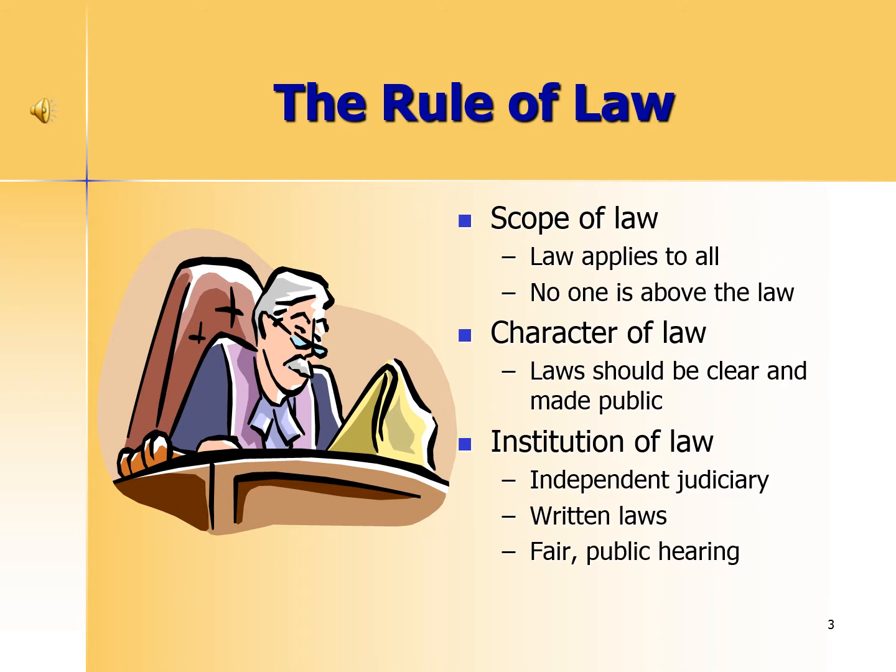The final set of characteristics is what we call the institution of law, and this is how laws are applied. First of all, there needs to be an independent judiciary that applies the law and that adjudicates the law. Political appointees, a judiciary that is under the thumb of governments and has to answer to governments, does not promote fair, just laws, because they become subject to political interference.